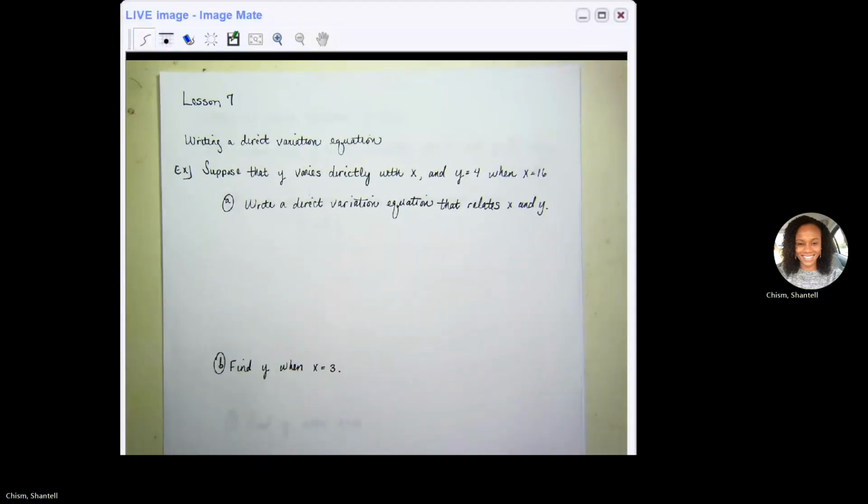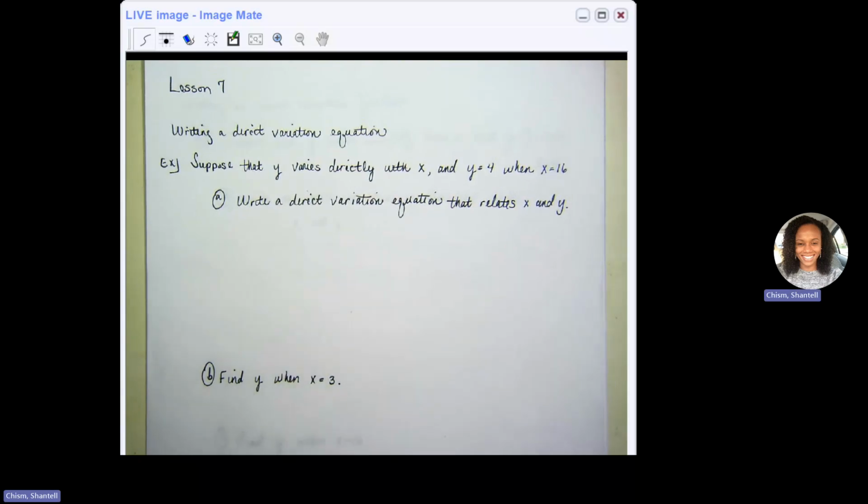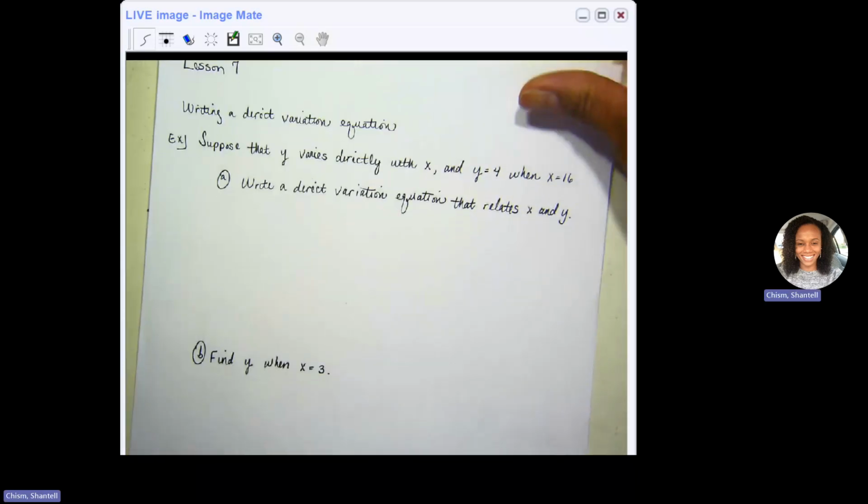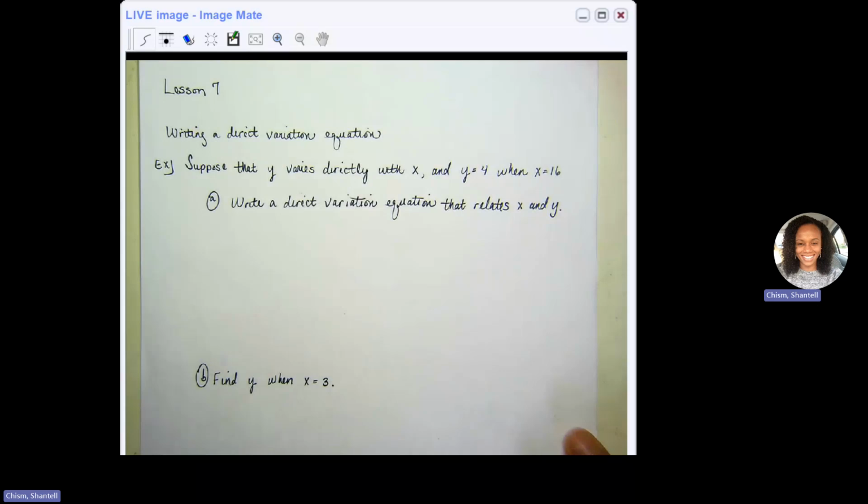And I'm zooming in here. So again, these problems come from lesson 7, the first one here, and I'm going to move the problems underneath that so that those are a little clearer. All right, so this first problem from lesson 7, where we picked up last time, is dealing with direct variation. It says, suppose that y varies directly with x and y equals 4 when x equals 16. Part A says write a direct variation equation that relates x and y.